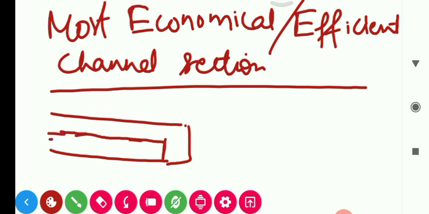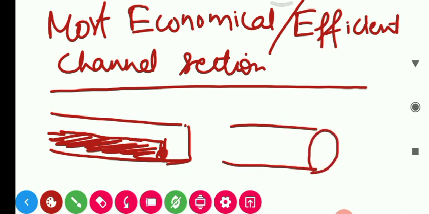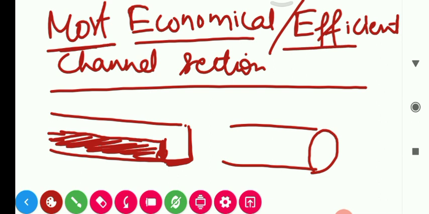This channel may be having a circular cross section. Okay, so there are different shapes of channels. So we need to define, if the channel is rectangular, then what should be the condition so that it is most economical or most efficient, and if the channel is of certain shapes, maybe circular, maybe triangular, or maybe trapezoidal, so what is the condition so that it is most economical and most efficient?